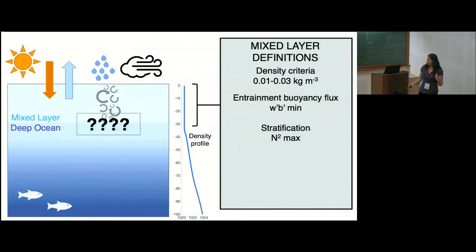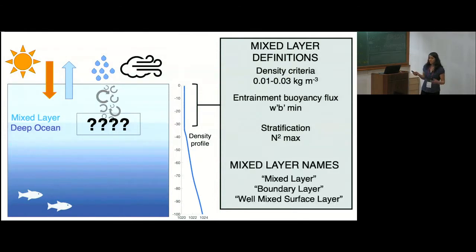If you care more about dynamical processes like mixing, you might use something like an entrainment buoyancy flux at the base of the mixed layer to define it, or a maximum in stratification. These are subtle differences, but depending on what you care about in the mixed layer, you might see people using different definitions.